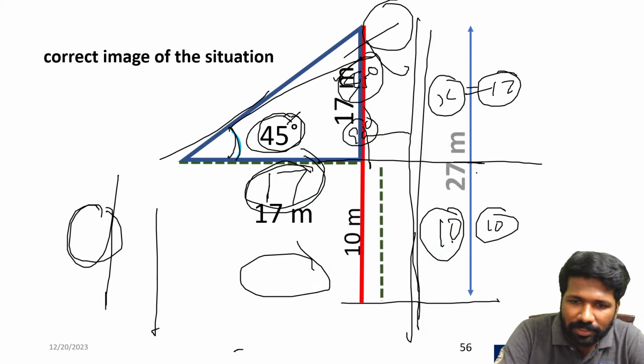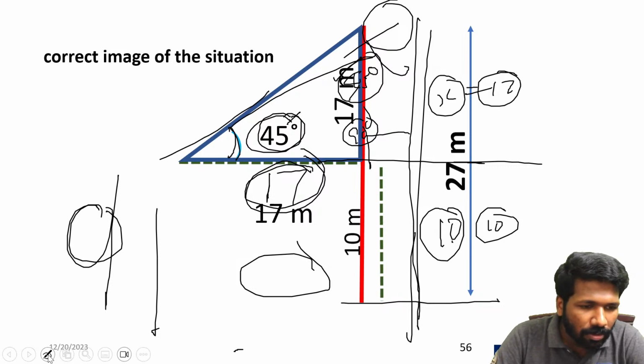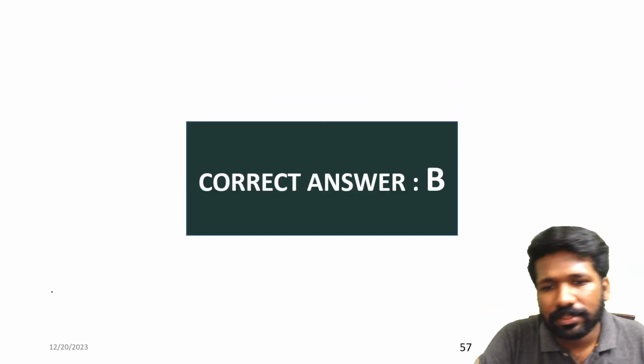All of you understood how 27 is the answer? All of you clear or not? So that is how to do this question.